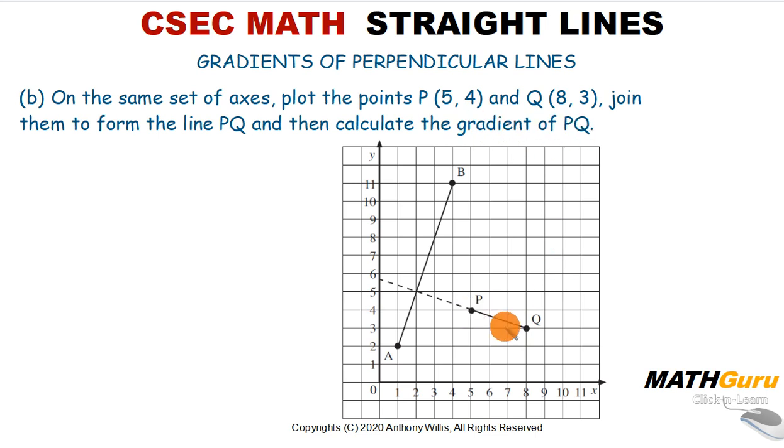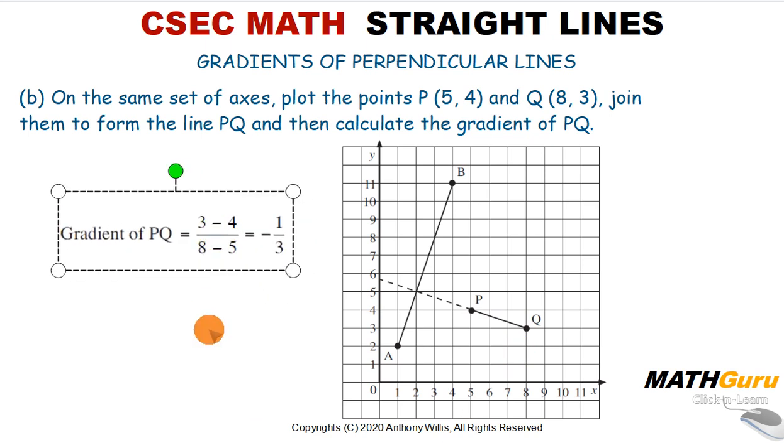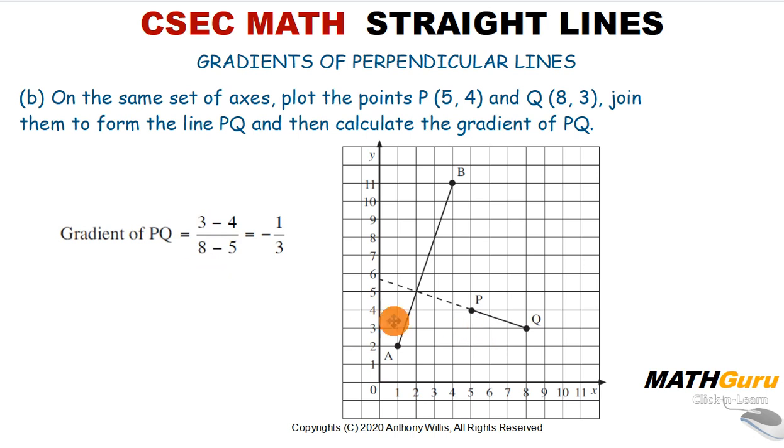So to calculate the gradient of PQ, you can use the same formula for the gradient. The difference of the y coordinates over the x coordinates will give you minus 1/3. So the gradient is negative. The line is coming down instead of going up. It's negative, isn't that so?